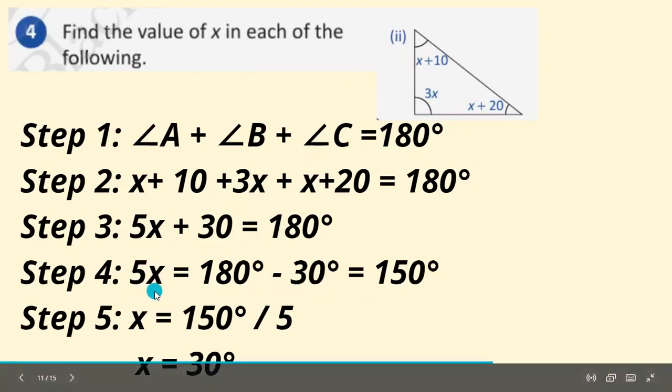Now we need the x answer. So bring this 5 to the other side. It is in multiplication, so when we take it to the other side, it will become division. So now x is equal to 30.